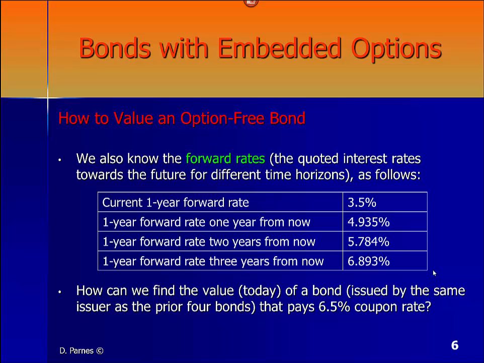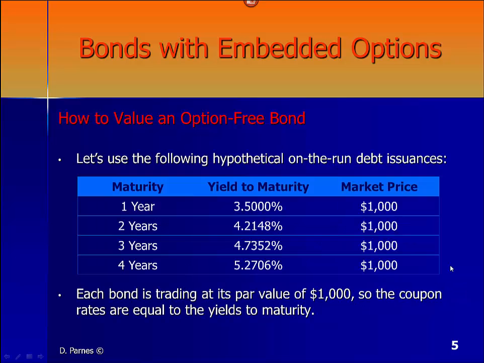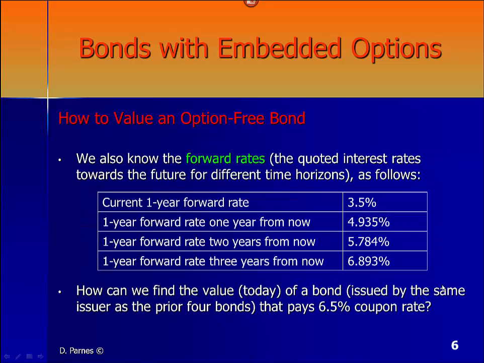Let's now price a bond or find the current value of a bond issued by the same issuer as the prior 4 bonds. In other words, it has the same risk as those yield to maturities for different time horizons, that is paying 6.5% coupon rate. Okay, $65 per year. Let's see how it is done in 2 methods.